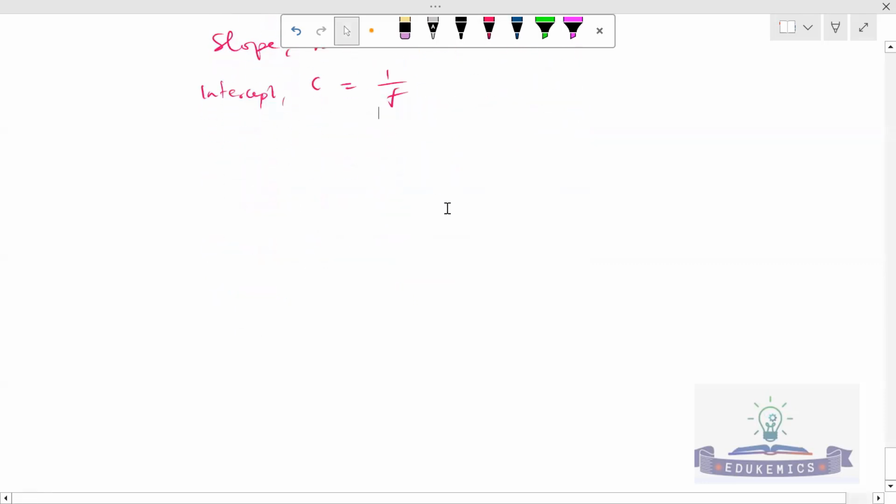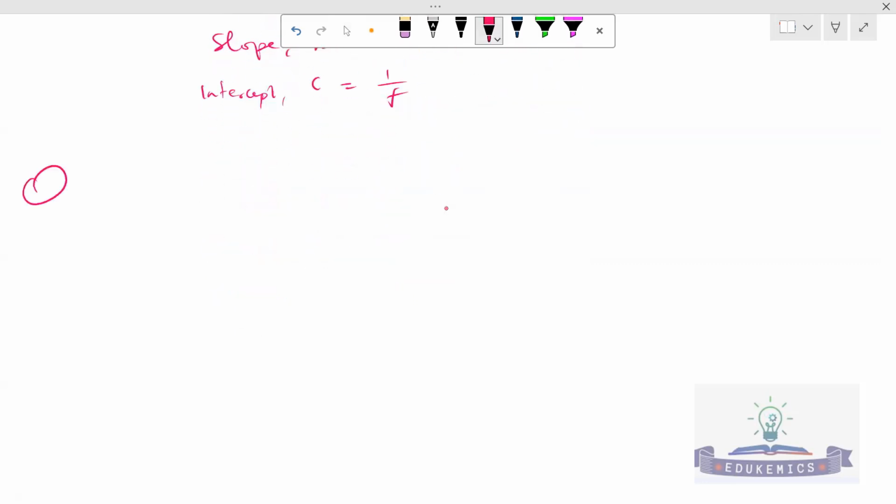Okay, let's see another. Finally, question 3. So let's see a graph. Let's say y equals a x to the power n, where the variables are y and x. From that equation we already know that it is not a linear equation. So how do we transform it?